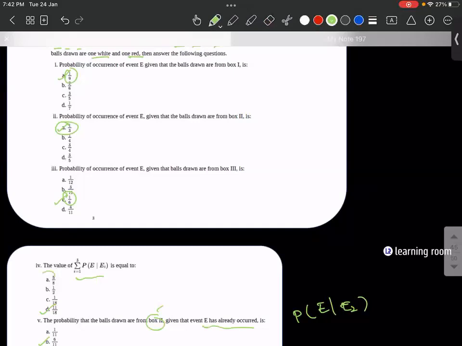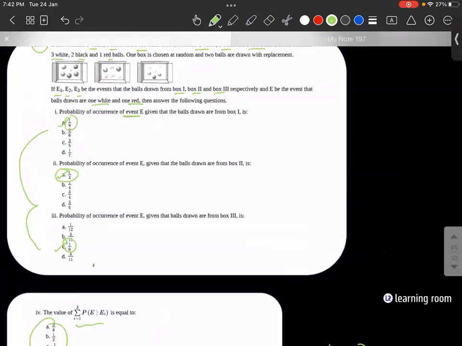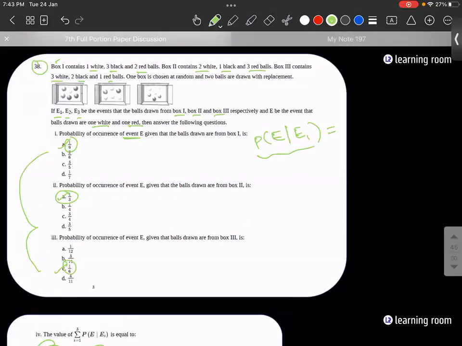Okay. So fourth one is basically the sum of these three. So we need to solve the first three problems. So read the question. Probability of occurrence of event E given that the balls are drawn from E1? How will you do it? So let's directly go and solve it.